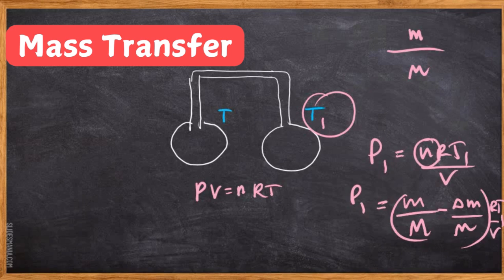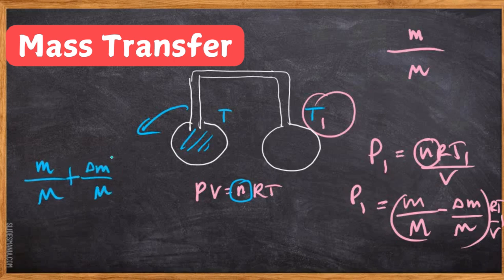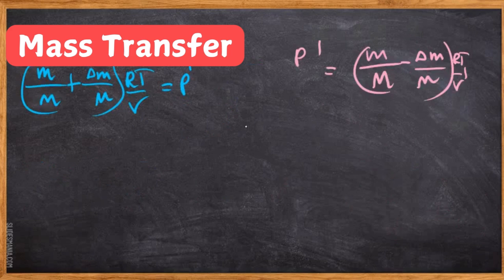On the other hand, let's write the equation for the other side. Mass will increase, N will increase. Initially we had capital M, plus now we have delta M over capital M. This is the amount remaining here now, the transmitted amount. This, into R, into T, divided by V, is the pressure. Both pressures have to be equal, so we have to equalize these two.